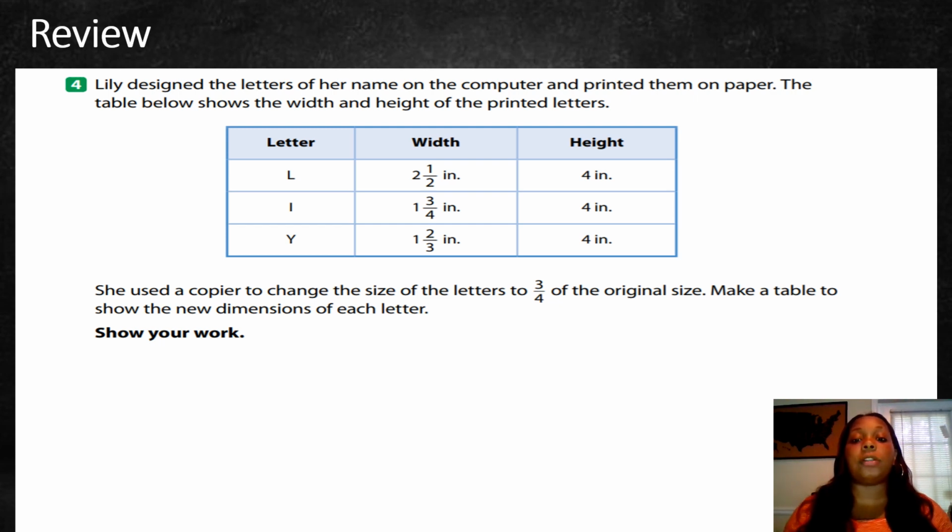So when I want to multiply a whole number times a fraction, I'm simply going to go ahead and put the whole number over 1 and multiply it by the fraction, 3/4.